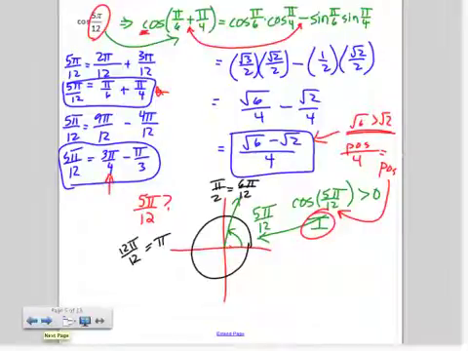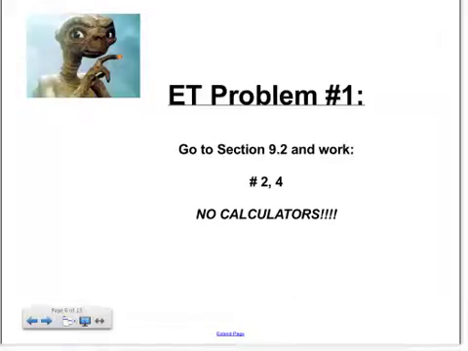Okay? All right. So now go to section 9.2 and work numbers 2 and 4. No calculators, please.